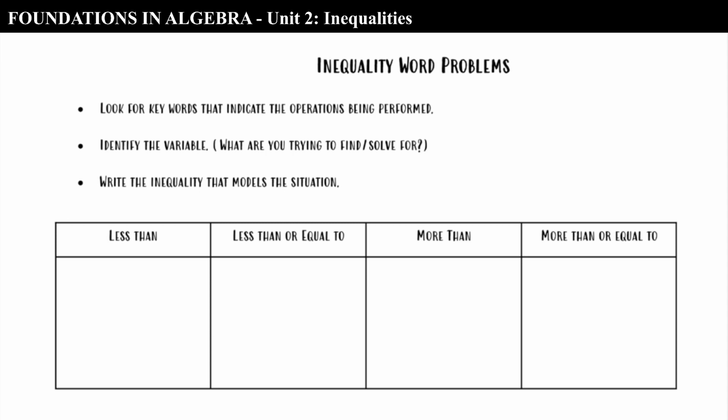So for less than, we have several keywords. So we have keywords such as fewer than, smaller than, under, below, and beneath would be another one.